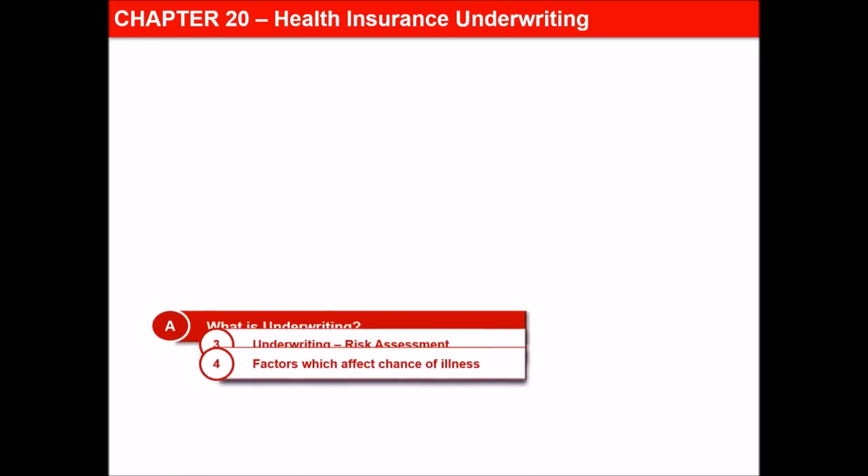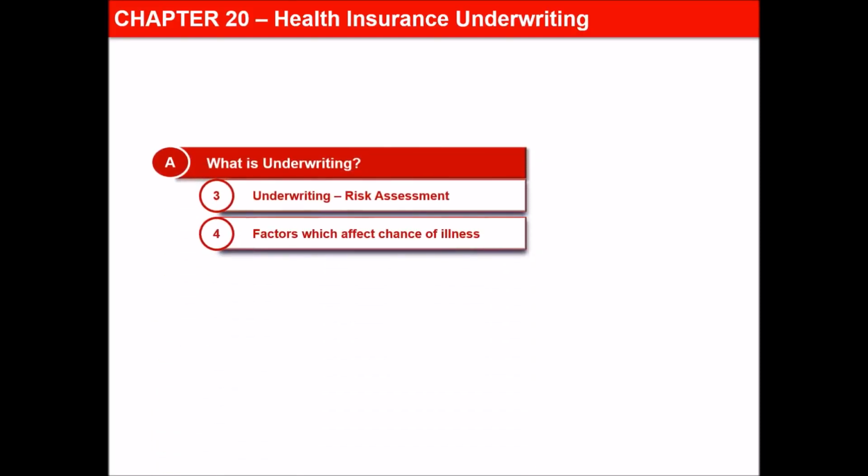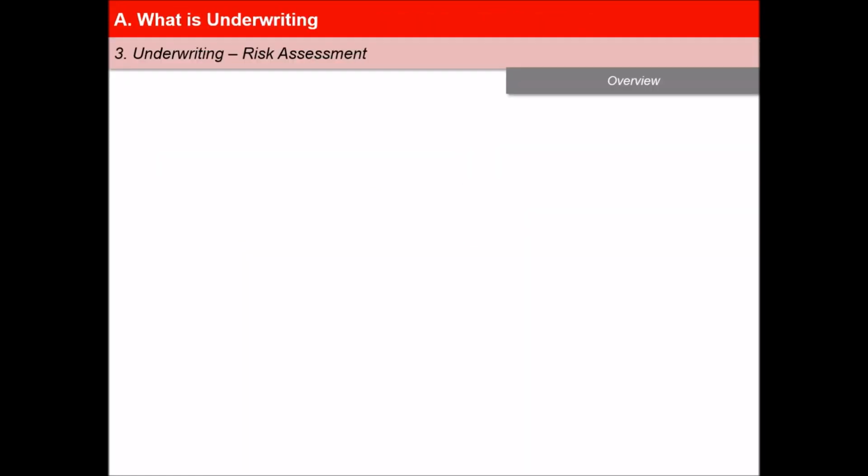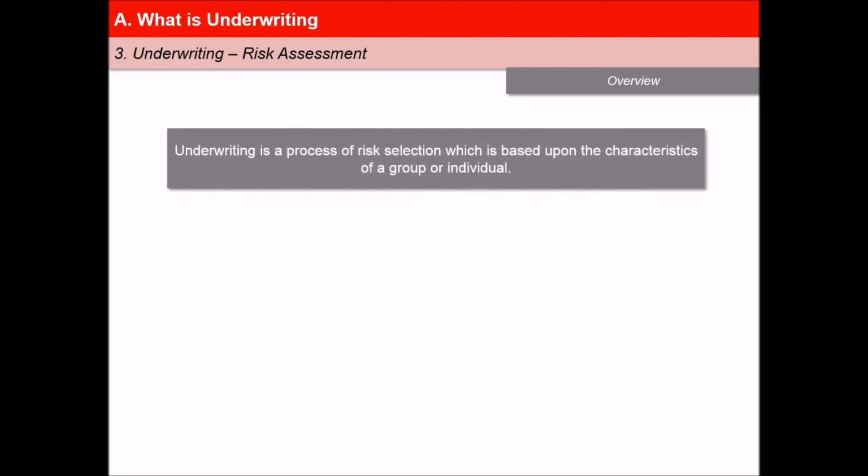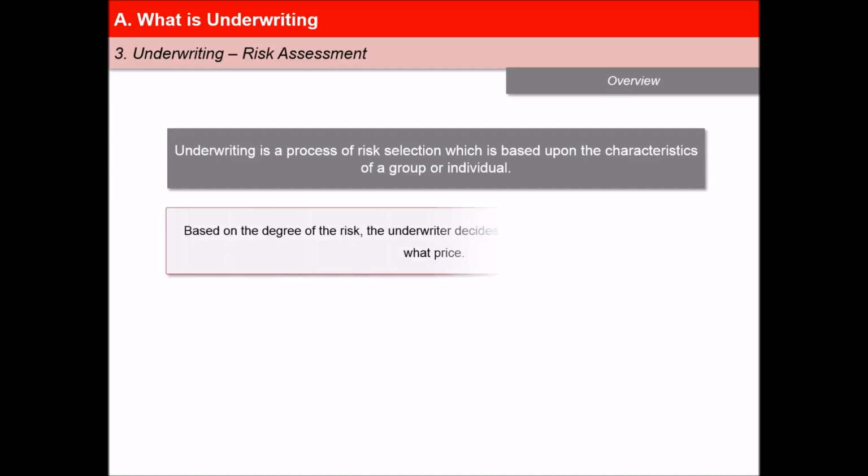In this next video of the lesson, Health Insurance Underwriting, we will learn about risk assessment and the factors that affect the chance of illness. Underwriting is a process of risk selection which is based upon the characteristics of a group or individual. Based on the degree of risk, the underwriter decides whether to accept the risk or not and at what price.